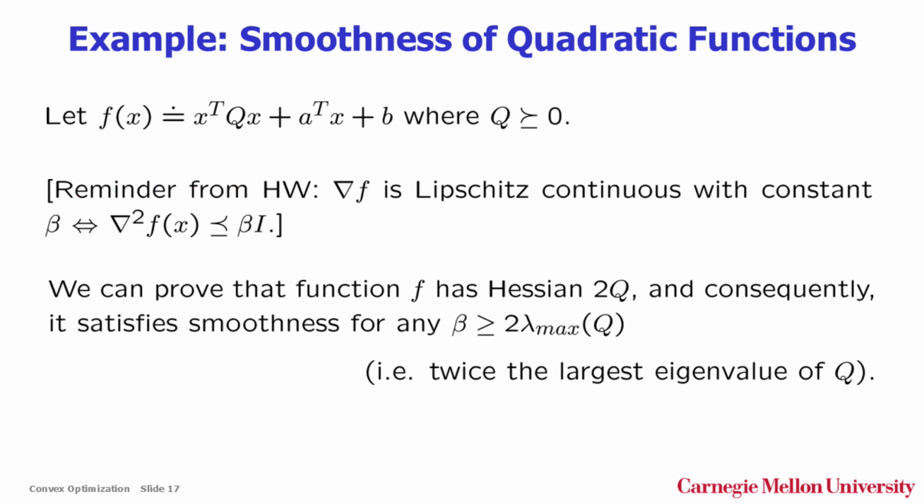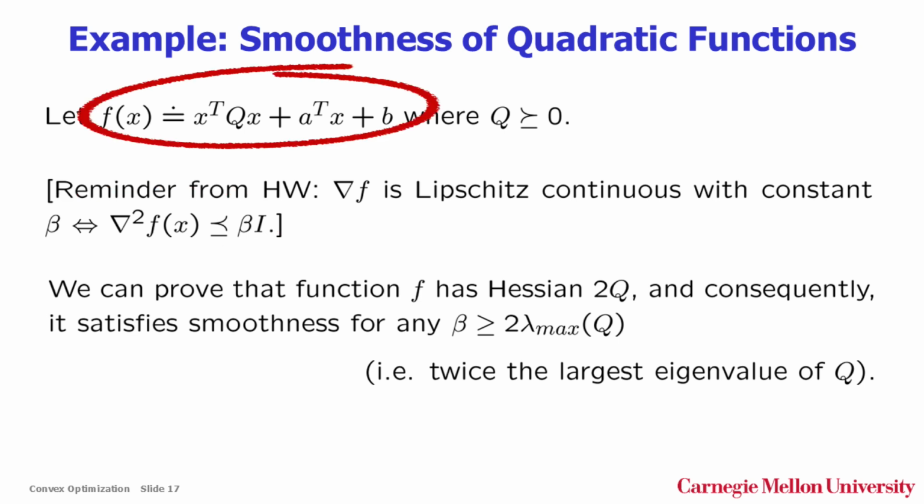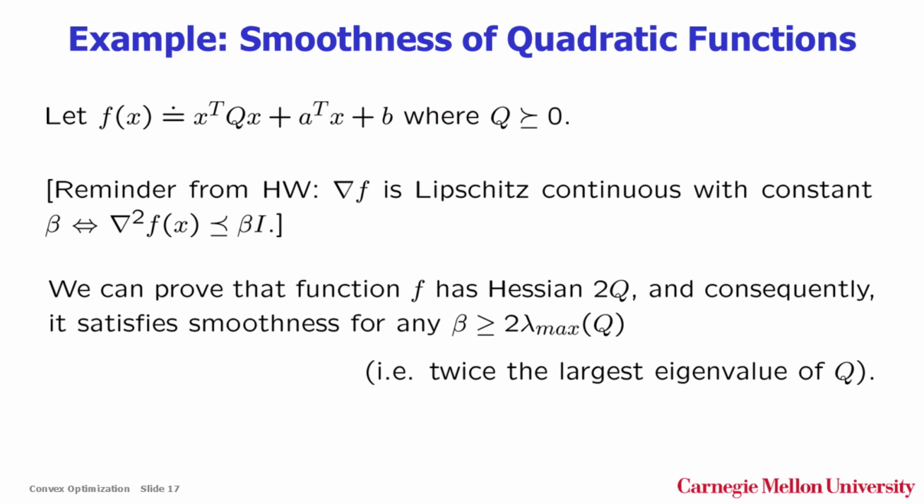This lemma can be used to check when a simple quadratic function has the beta smoothness property. When the function is quadratic, the Hessian of function f is just 2 times Q. So whenever beta is at least as big as 2 times the largest eigenvalue of Q, then this quadratic function f will have beta smoothness.